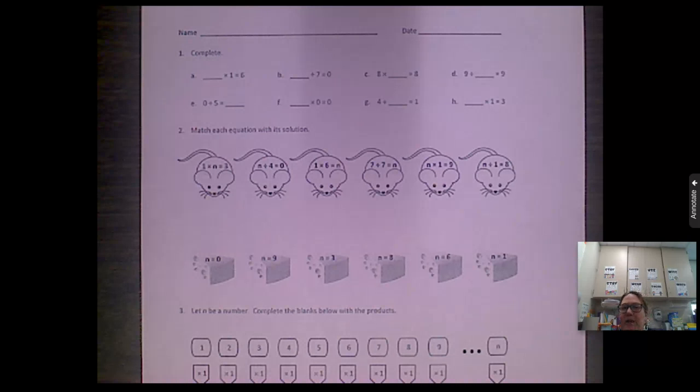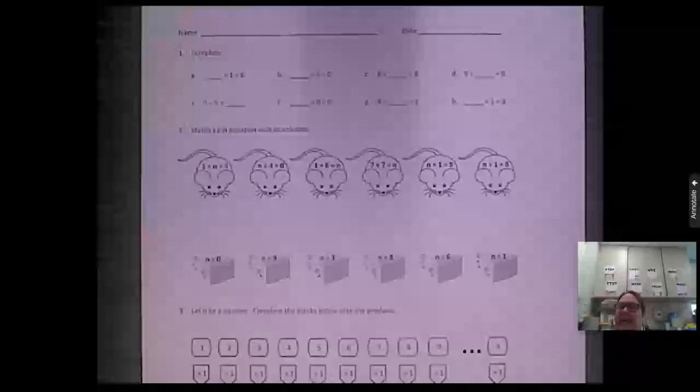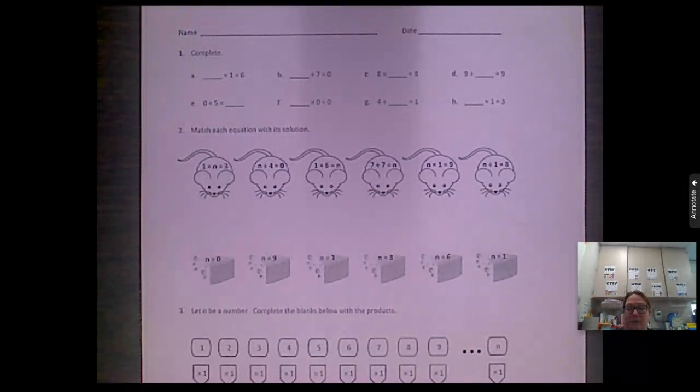Today we are working on multiplying and dividing with ones and zeros. So if we just review real quick, anytime we multiply a number times zero, what do we get? Zero, right? So anything times zero is always zero. How about if we multiply a number by one? It's always that other number, right?